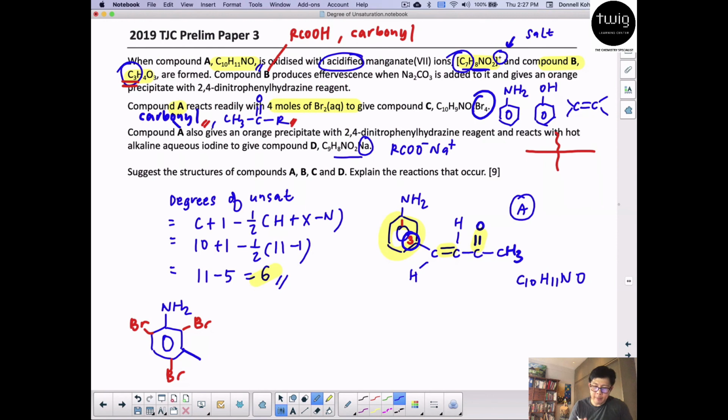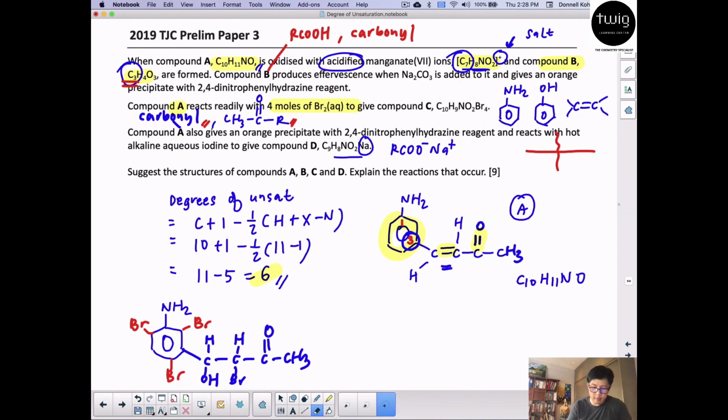Okay, but another thing you can take note of is that alkene can also react with bromine. So this is probably something that you should get. So when you add bromine, you get Br and an OH because it's aqueous bromine. Alright. Okay, see whether it fits into this formula. Okay, let's see whether it fits in this formula of C.